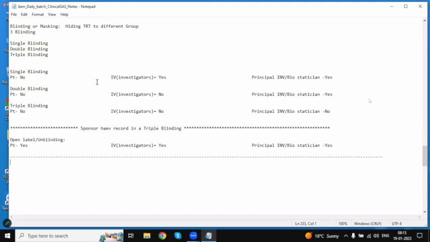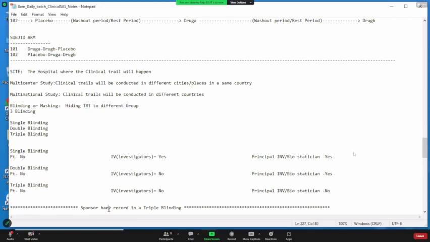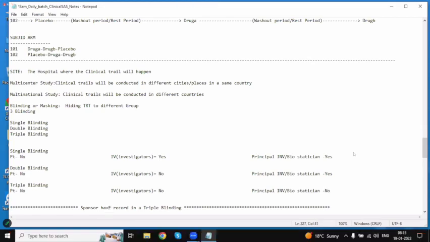Can you highlight the last point? The sponsor has a record of triple blinding, right? Does that mean the data the sponsor will get... Generally, in triple blinding, all three people we are hiding: patients, investigator, and principal investigator. So the sponsor has the record. The sponsor only will provide all this information, right? Correct. So the sponsor will always have it, not only in triple blinding, in every one: single, double, and triple also. Yeah, very good.